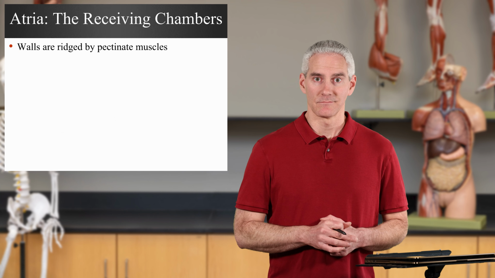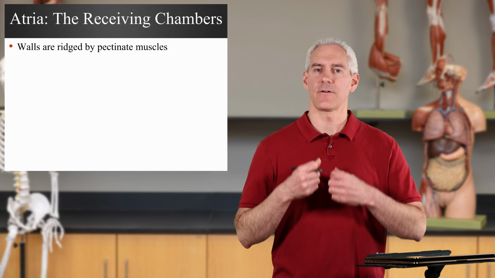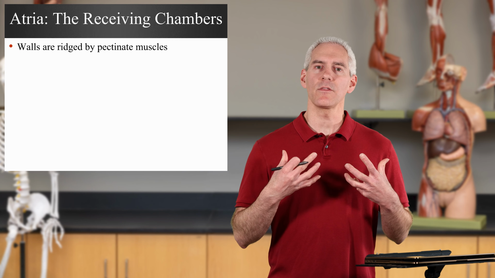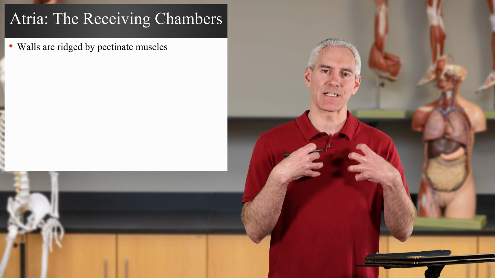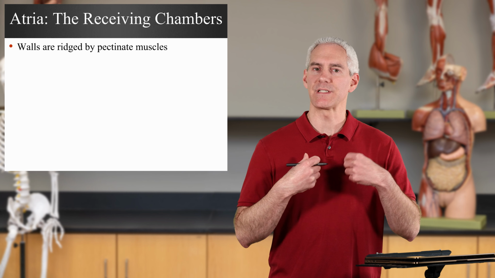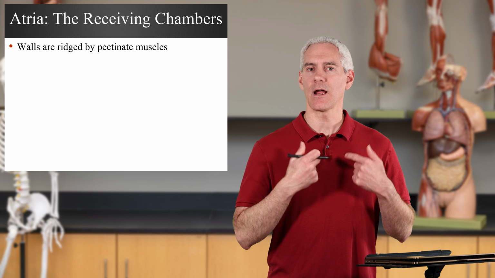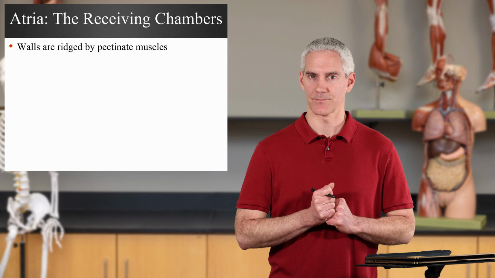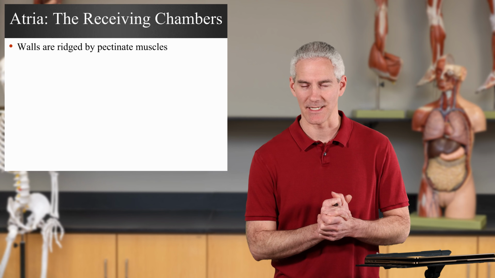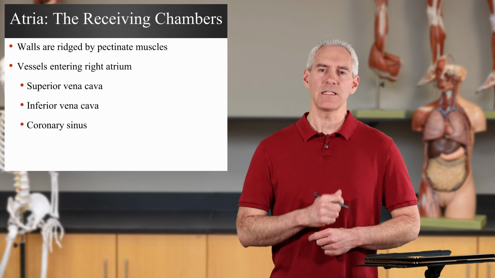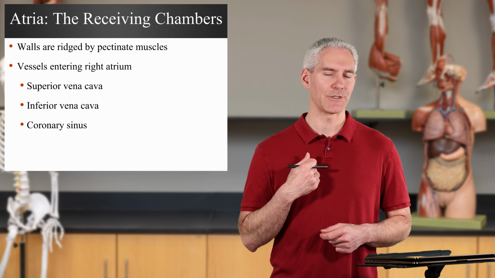The atria, they're all about receiving blood from the body. So all the vessels that lead into and connect to the two atria are always receiving blood. The only way blood leaves the atria is going down into the ventricles, at least for normal anatomy, I should say. So vessels entering the right atrium.